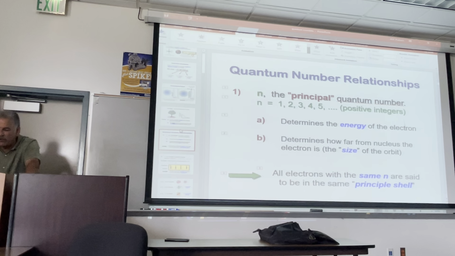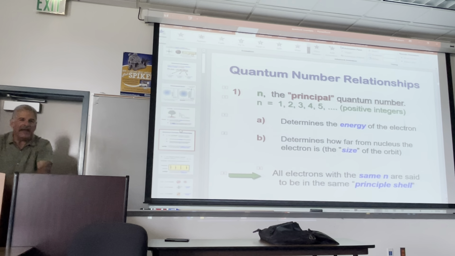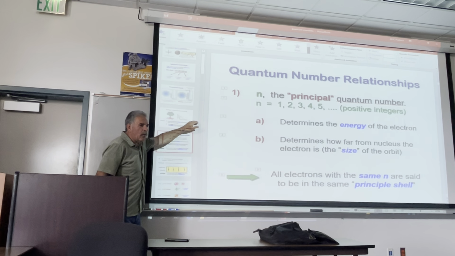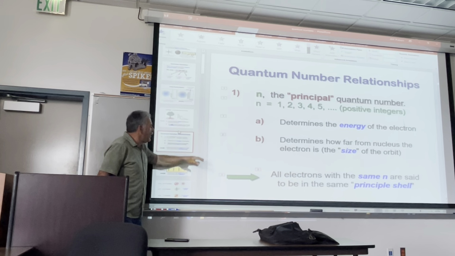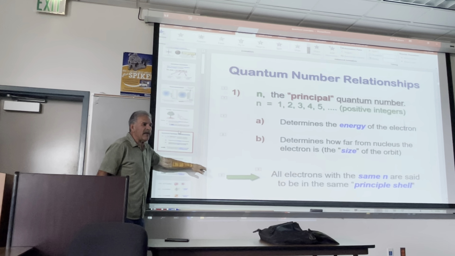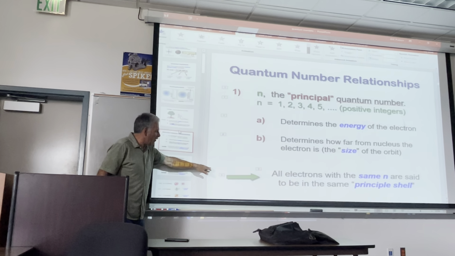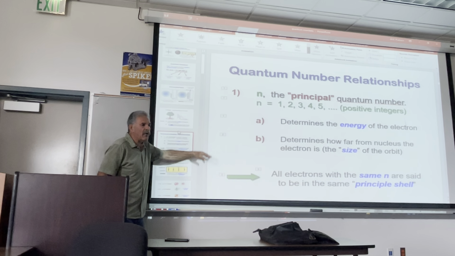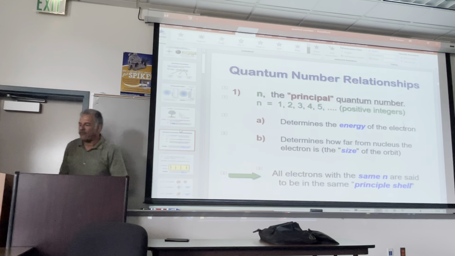All electrons with the same n are said to be in the same principal shell. So if you're in shell 1, you're in energy level 1. Shell 2, energy level 2. As you get to energy level 5, all electrons in the 5n orbital are in that one group, called the principal shell. The ones in the 4 aren't in that shell. They're only the ones with the 5n.